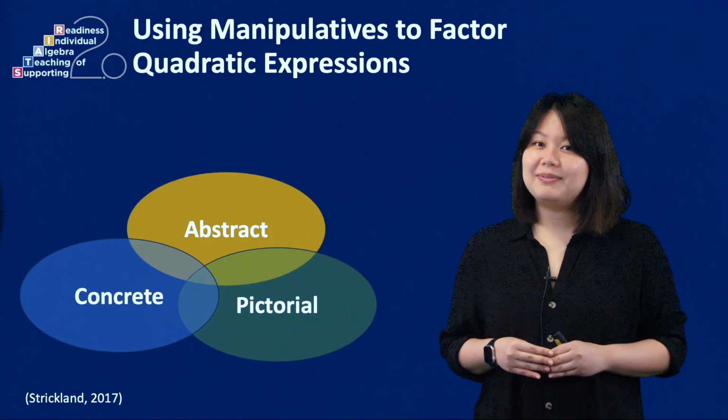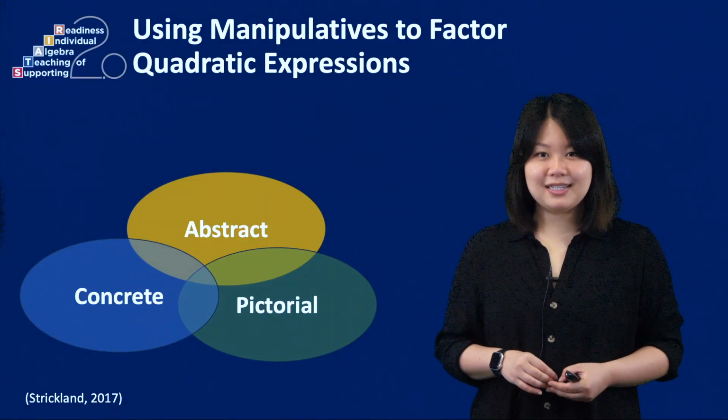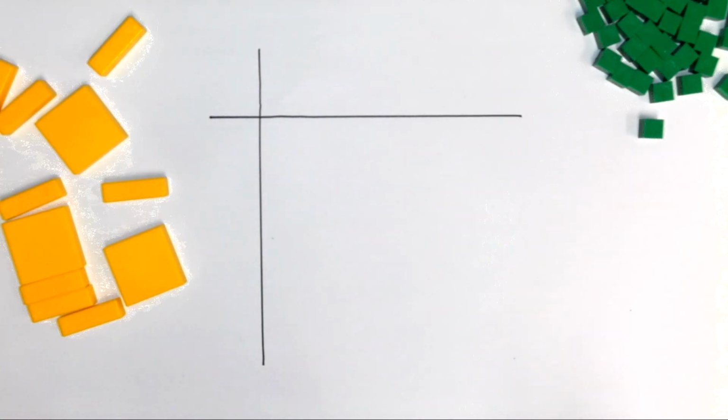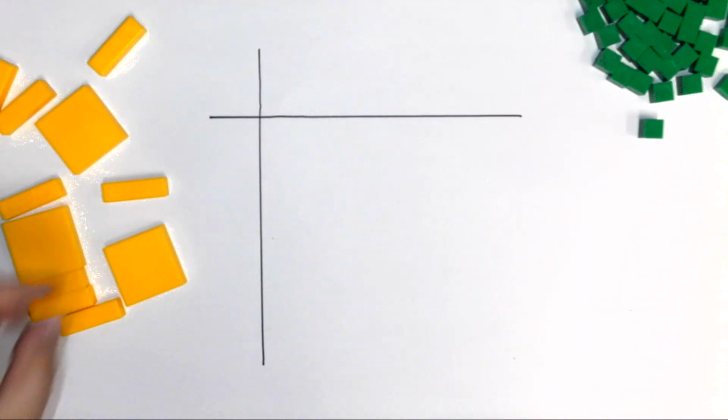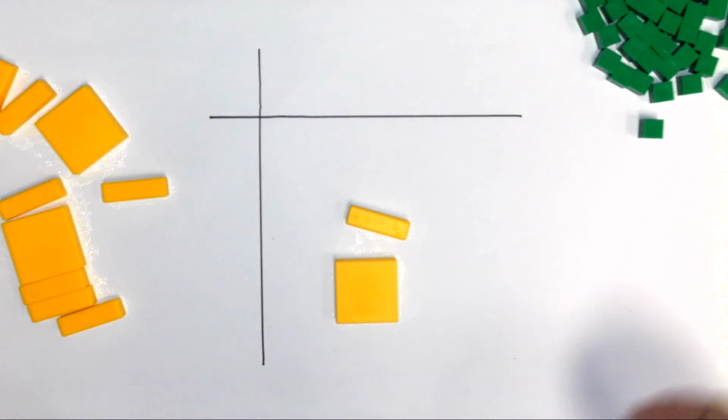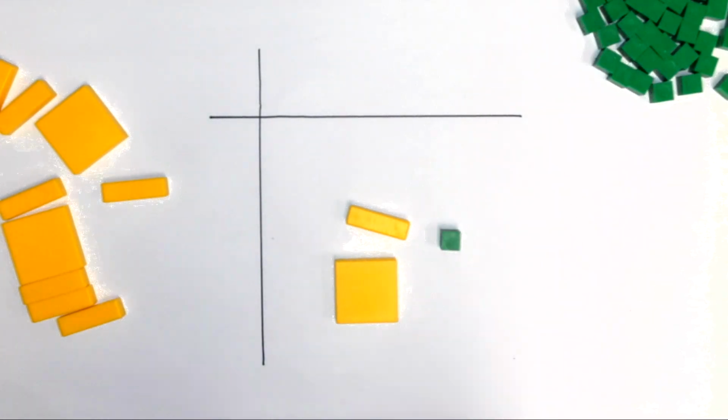Now let's turn to the document camera to see how we can use manipulatives to factor quadratic expressions. Before diving into problem solving, it's important to review what the manipulatives, specifically algebra tiles, actually represent. The bar represents the variable x, an unknown quantity, and the square represents x squared. And the cube stands for a unit integer or constant.